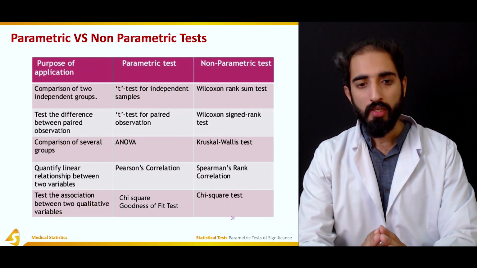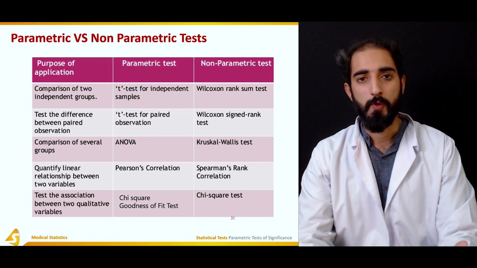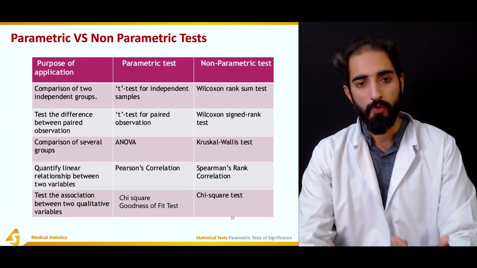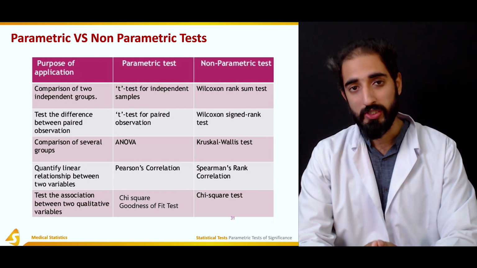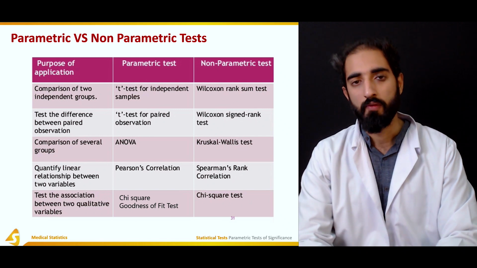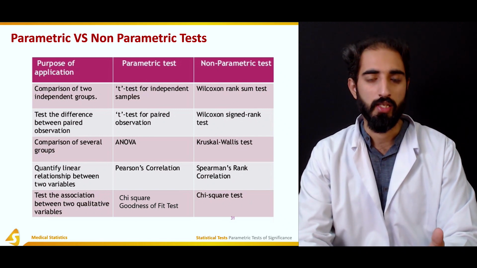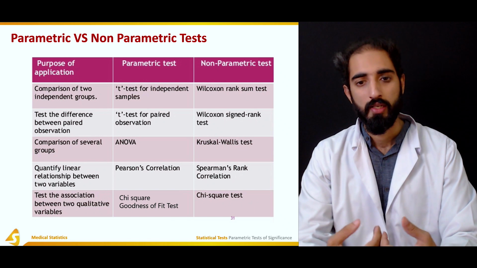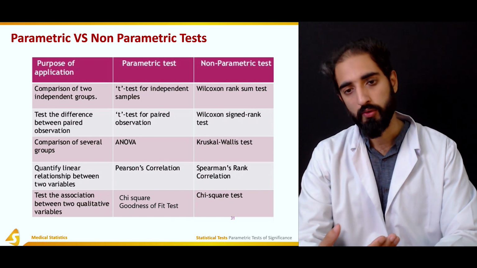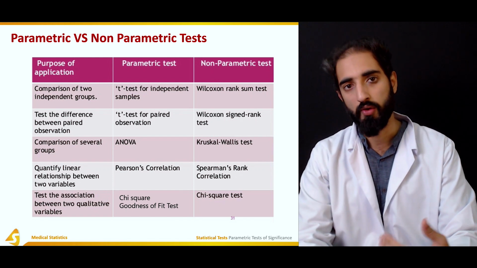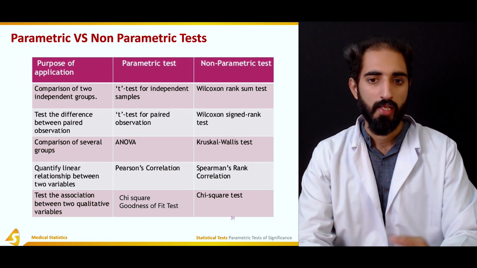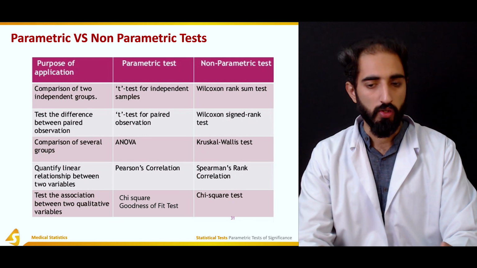Starting off with the difference between parametric and non-parametric tests. Parametric tests are those tests which are based on the normal distribution of data. So if data is not normally distributed, we cannot run the parametric tests of significance. Whereas non-parametric tests are used when we do not have normally distributed data and we cannot fulfill the assumptions of parametric tests.